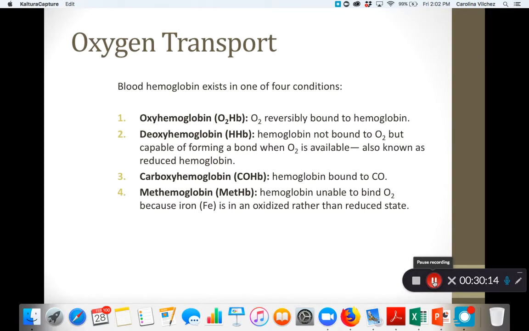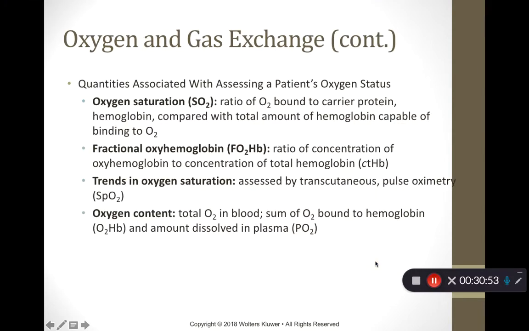So oxyhemoglobin is oxygen that is reversibly bound. And deoxyhemoglobin is the hemoglobin that is not bound to oxygen but is capable of forming a bond with oxygen when it is available. It is also known as reduced hemoglobin. Carboxyhemoglobin, COHb, is the hemoglobin that's bound to carbon monoxide, and methemoglobin is the hemoglobin that's unable to bind to oxygen because of the iron molecule that is in an oxidized state rather than the reduced state.